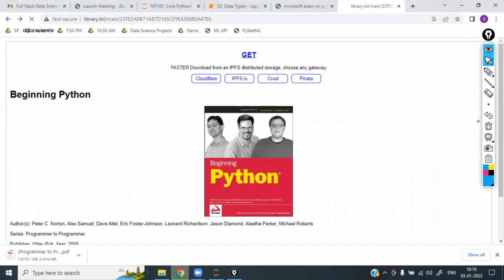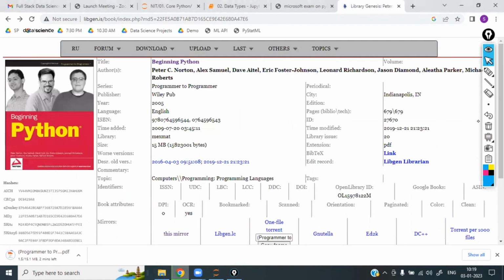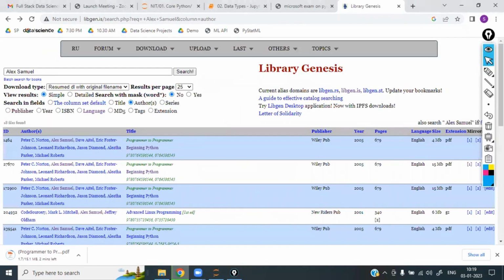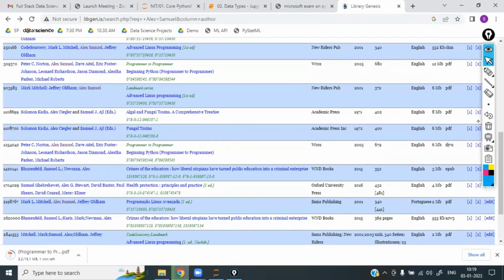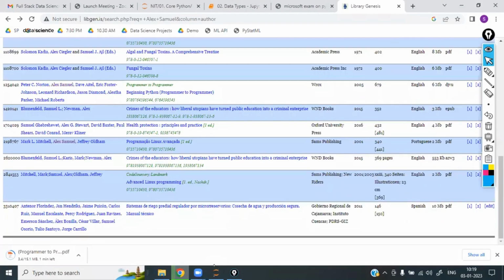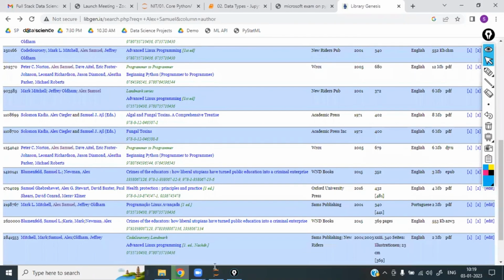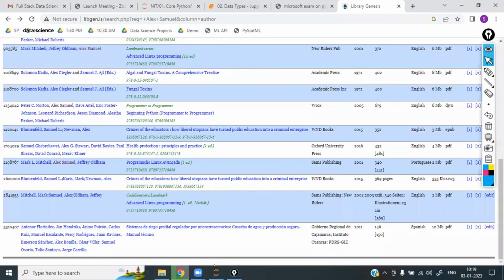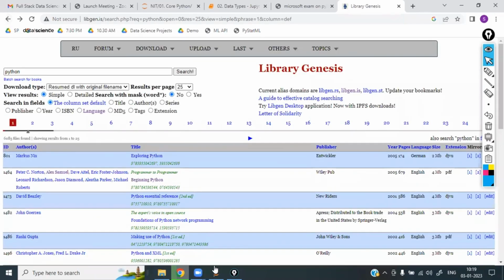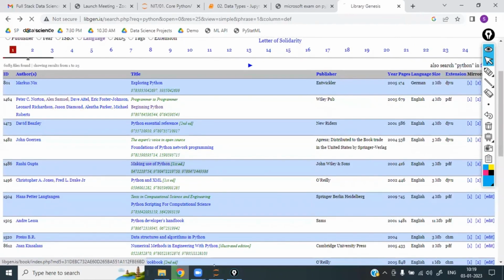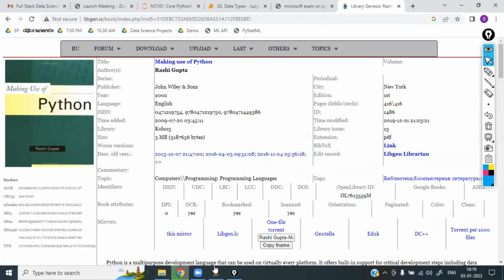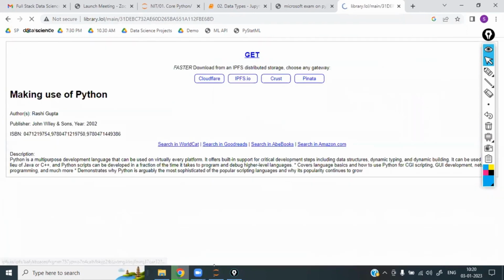Whatever book you want. Okay, this is one of the books. If you want another book, like Beginning Python, page 1 is completed, so next we have page 2, page 3, page 4. Like this, we can get multiple pages. The second book is Python Essential Reference, which is in DJVU format. Making Use of Python is in PDF format. Click on this, Making Use of Python by Gupta, and click on Get.